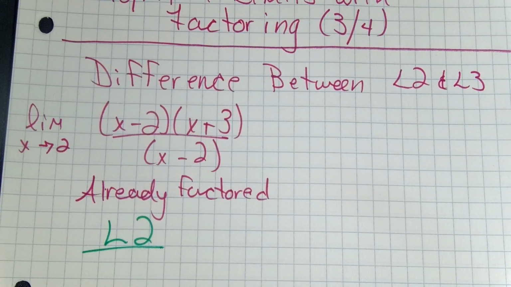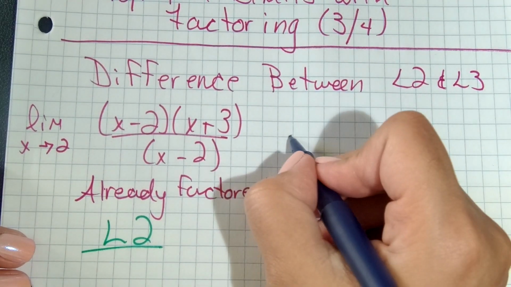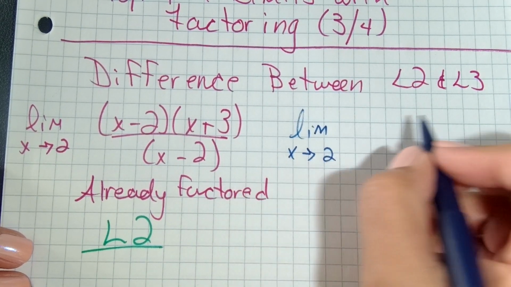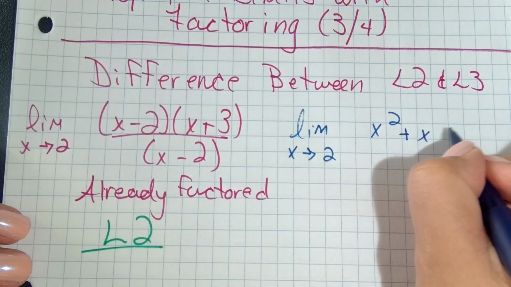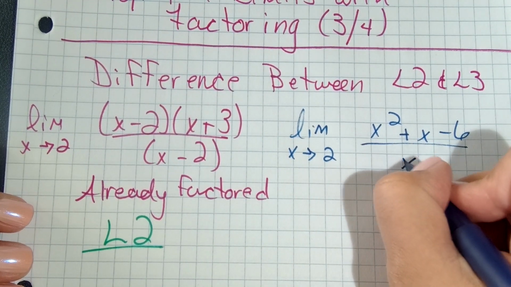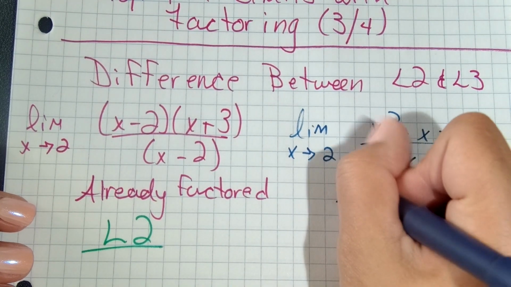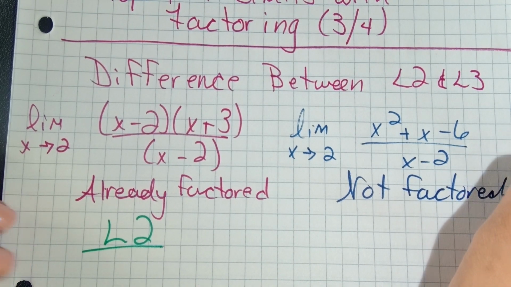Level 3 is going to be different, where now we don't have the factors. We need to factor. So we have the limit as x approaches 2 of x squared plus x minus 6 over x minus 2. This is not factored, and this is a level 3 and 4.